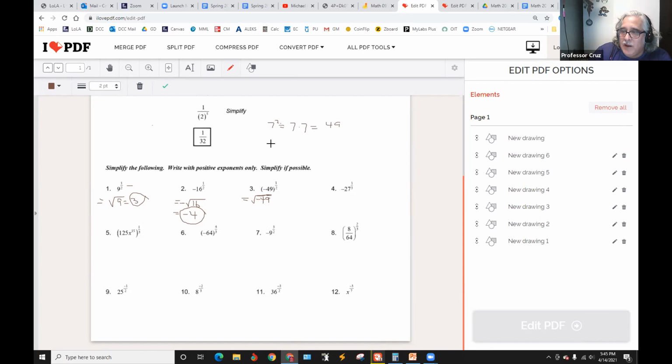And then if you take -7 squared, that's going to be -7 times -7, which is also 49. So one thing that we can rely on is the square of any real number is going to be positive. Now, the key word here is real number.